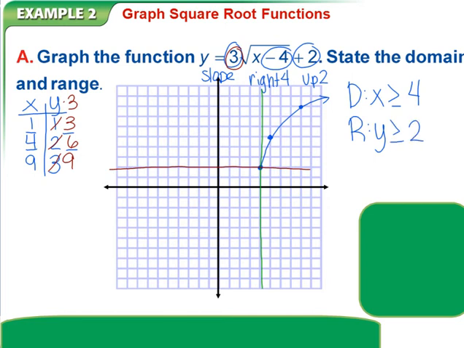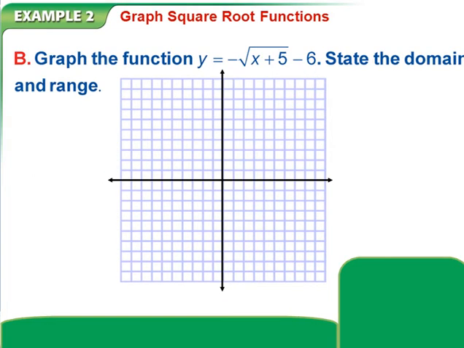Now if you look back at the last problem, you'll start noticing a pattern here. This 4 is related to that 4 right there. This 2 is related to that 2 right there. So the domain is the opposite of the number inside the square root. The range is the same as the number that's being added at the end, the constant term.